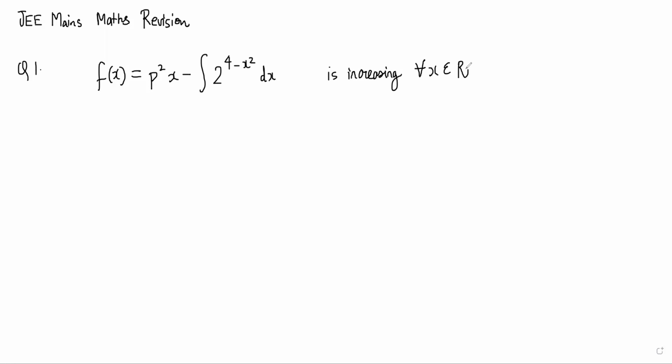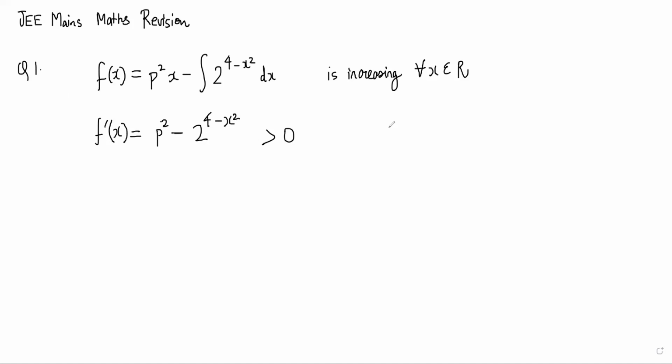So you have to take the derivative and say f dash x should be greater than 0, right? Here, if you do f dash x, you will get p square minus, this integral will go, it will be 2 power 4 minus x square. It should be greater than 0, right? For all x belonging to real, this has to be greater than 0.